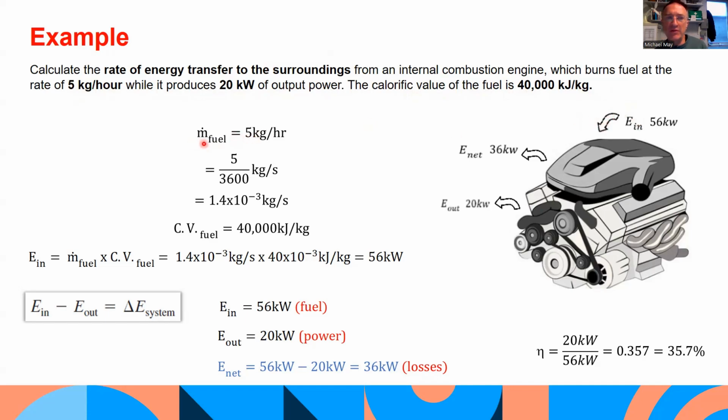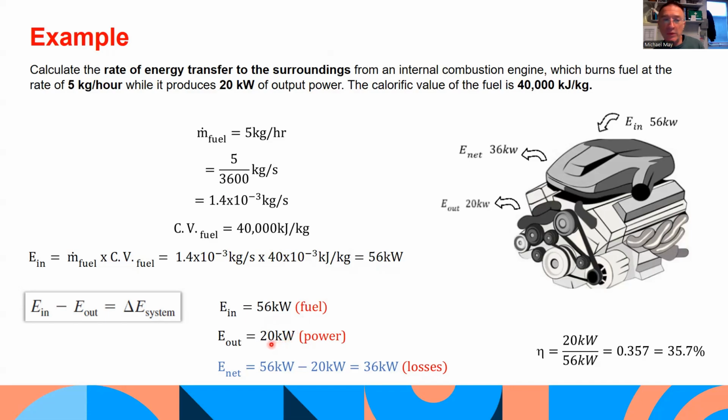So the mass flow rate of the fuel is 5 kilograms per hour. We divide that by 3,600 to get kilograms per second. And then the calorific value is 40,000 kilojoules per kilogram. So we multiply those two together, the mass flow rate of the fuel by the calorific value of the fuel. The units cancel and we're left with kilojoules per second, which is kilowatts. So we have 56 kilowatts of energy going in the form of fuel.